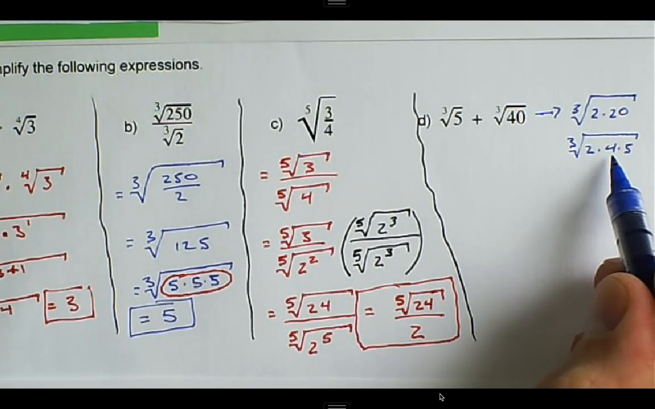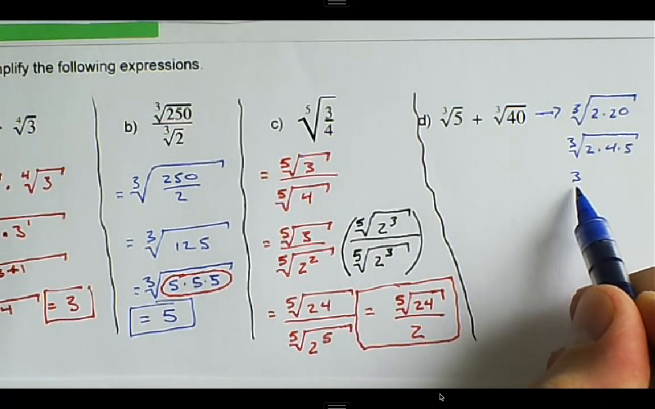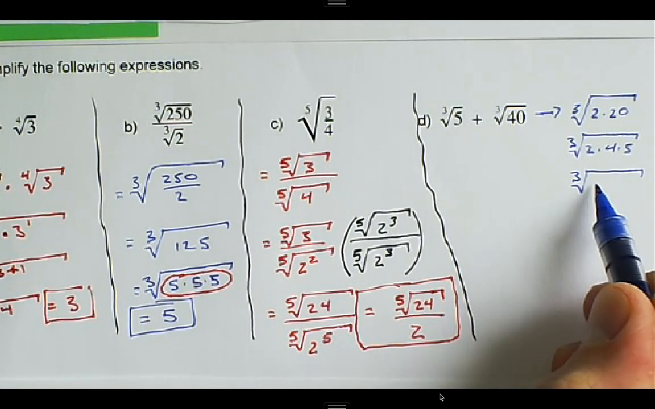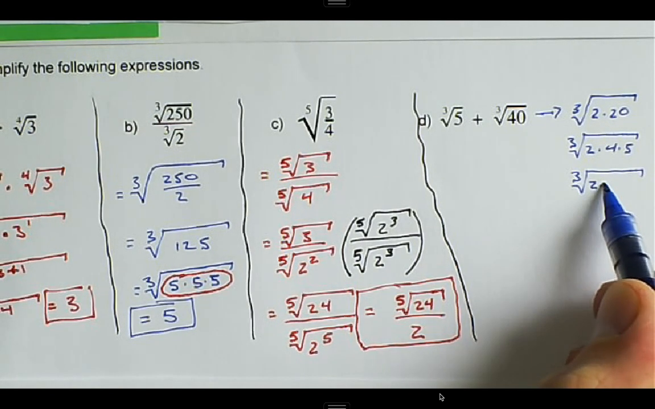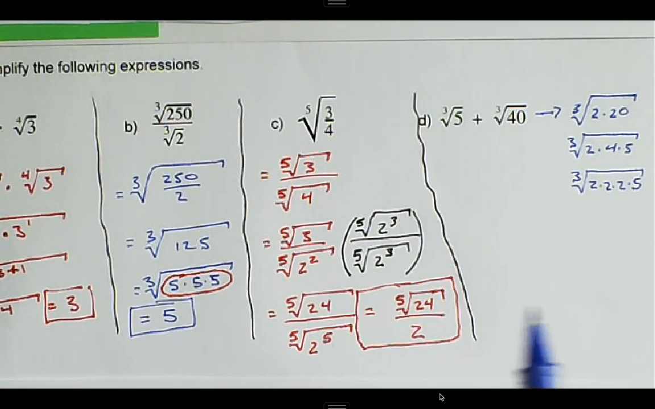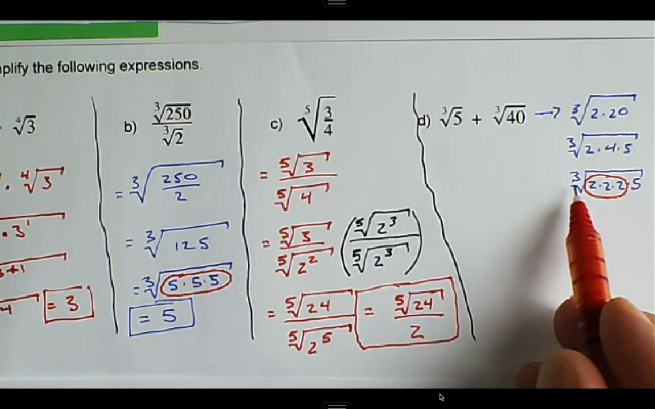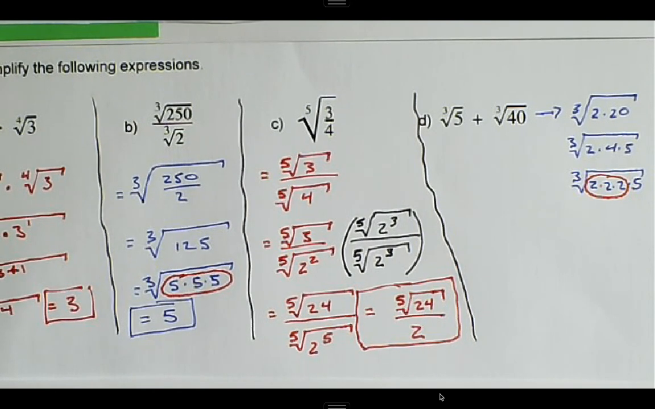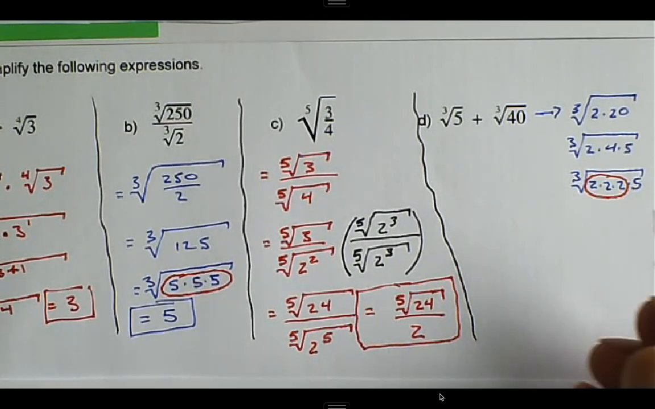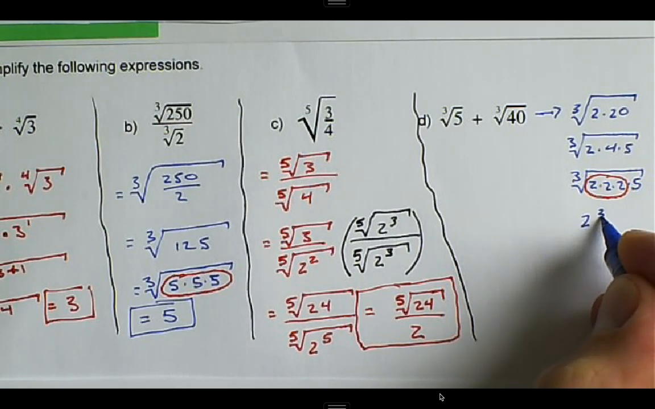Well, we can break this down a little bit further because we can break the 4 down. So we can say the cube root of 2, and then the 4 we can write as 2 times 2, and then we still have the 5 under the radical. Now, we have 3 2's. That matches the number that's on the radical. And so we can take those 3 2's out front, and that becomes 2 times the third root of 5.